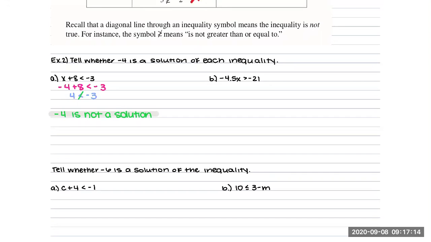For B, we have -4.5x is greater than -21. We plug in that -4 for x. Well, we know that a negative times a negative is a positive. So either way, this positive number is going to be greater than -21. That's going to be true. So yes, -4 is a solution to this. If you did multiply it out, you would get 18 is greater than -21. So this is a true statement, so -4 is a solution.